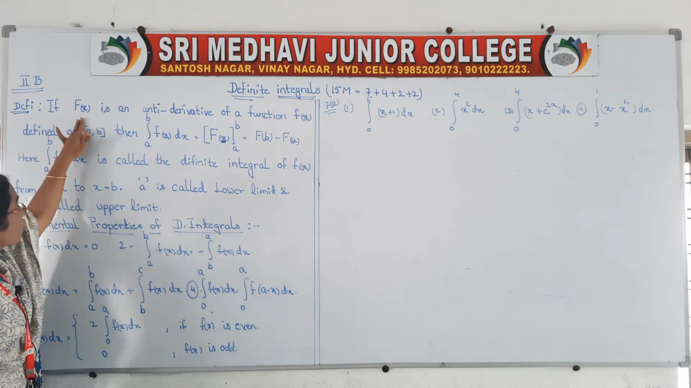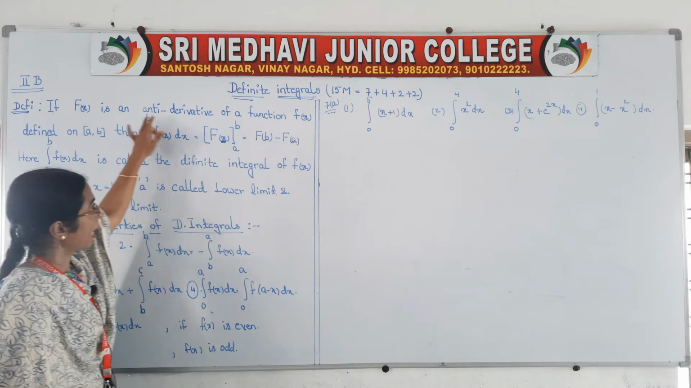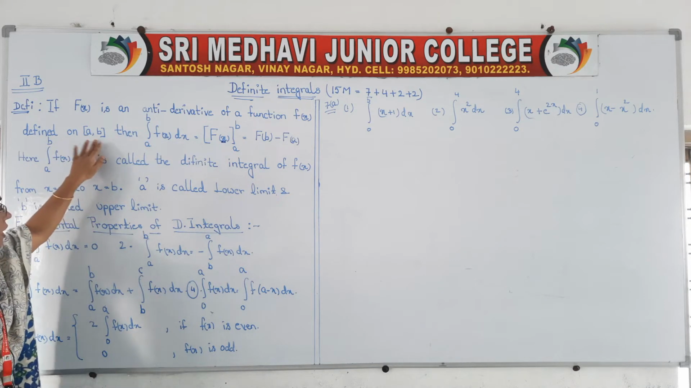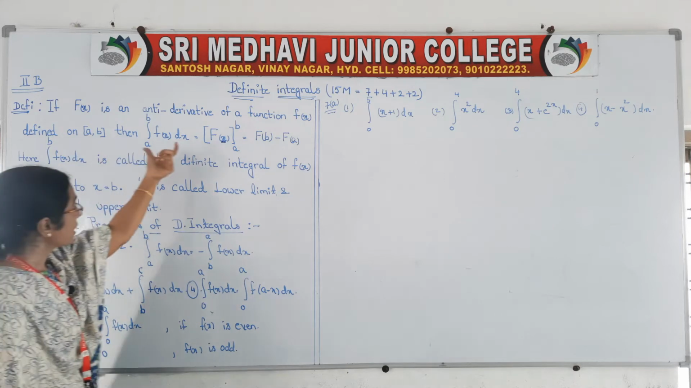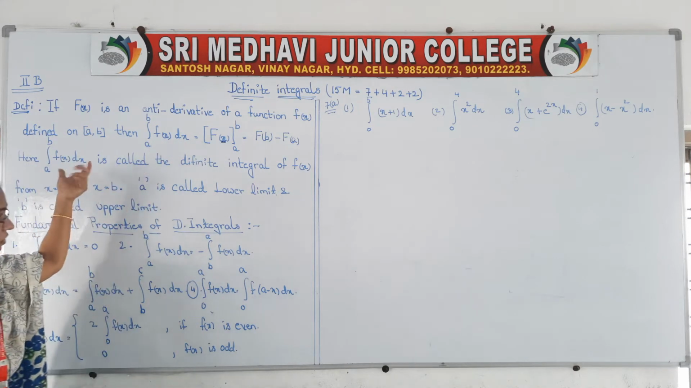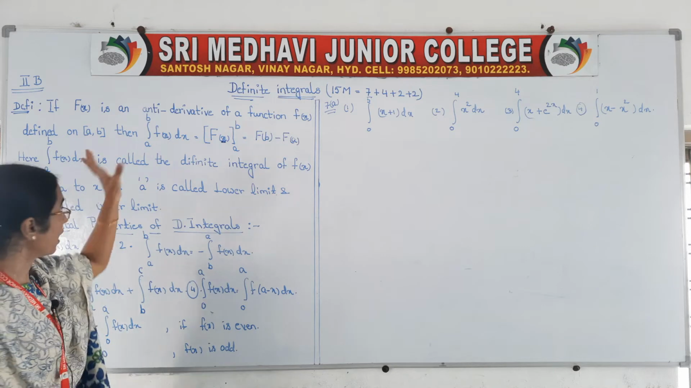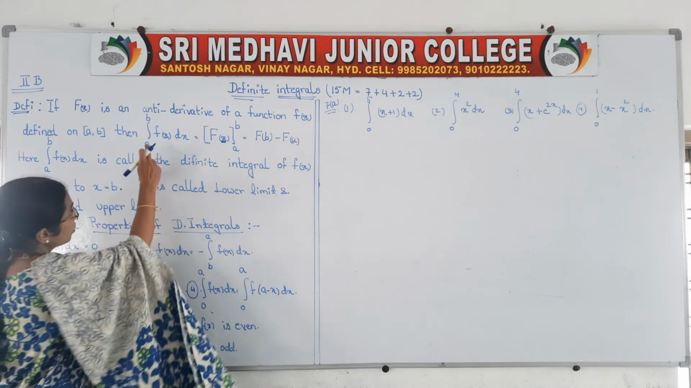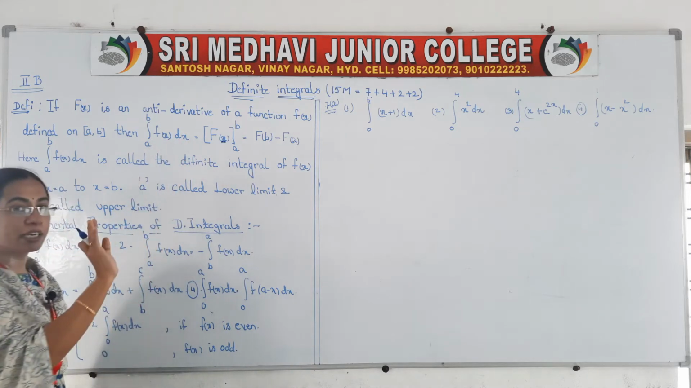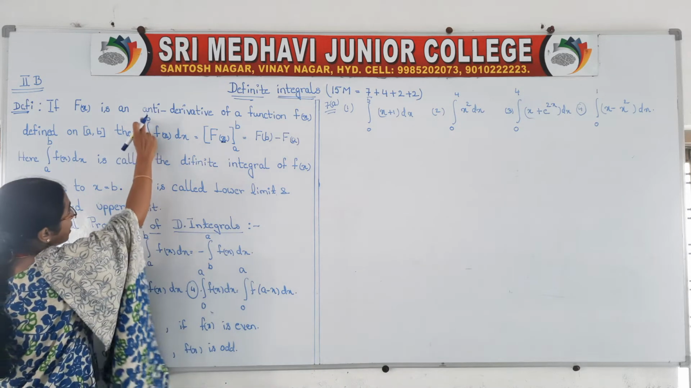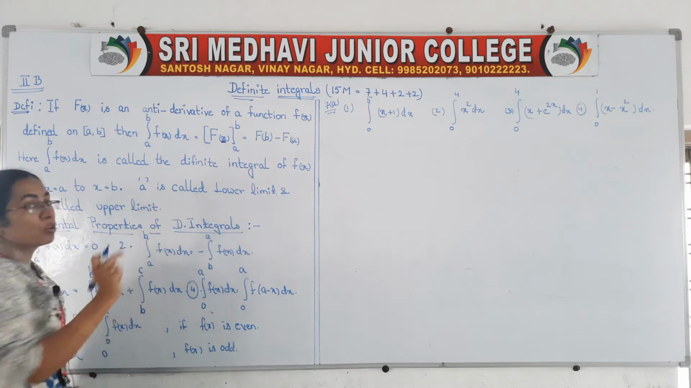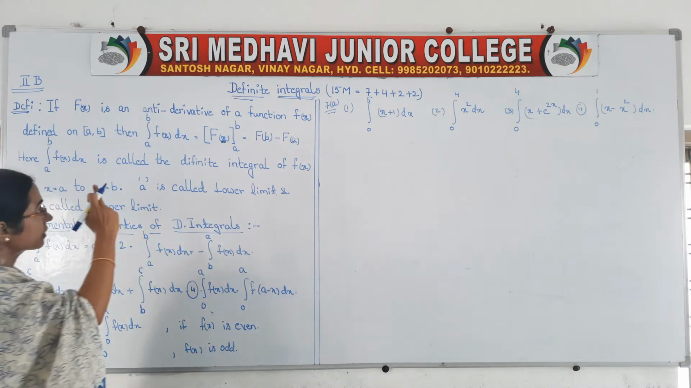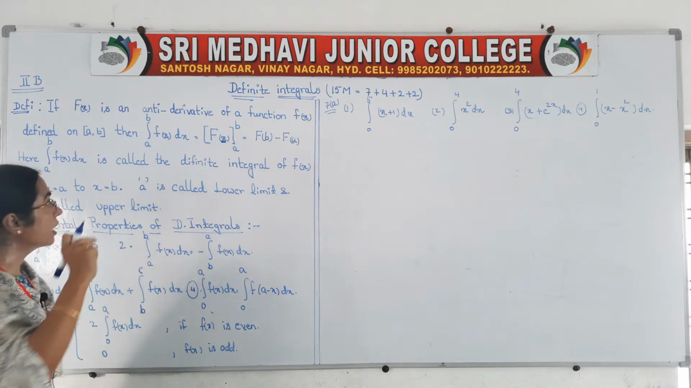See, if capital F of x is an antiderivative of a function f of x defined on the open interval a comma b, then this is called the definite integral of f of x. We will write like this. So what is the difference? You know integral f of x dx already. Here it is a b, right? So what is a b? a is called the lower limit and b is called the upper limit, right?